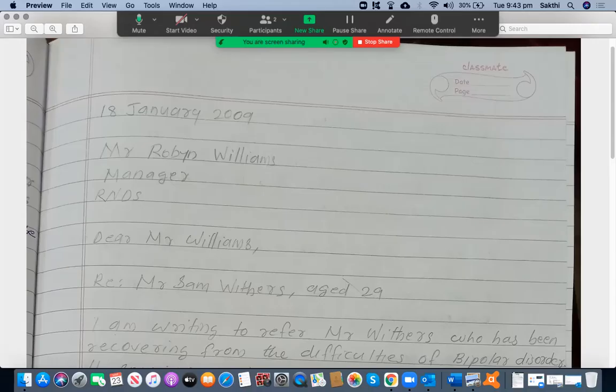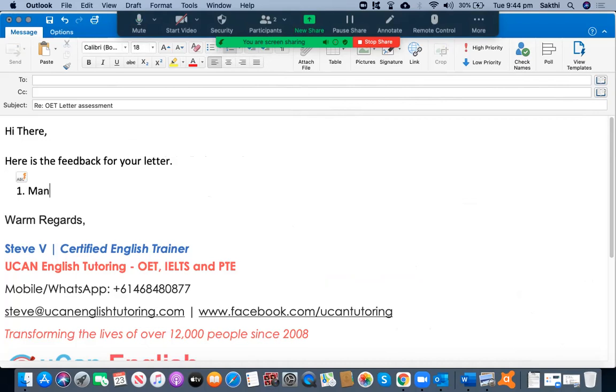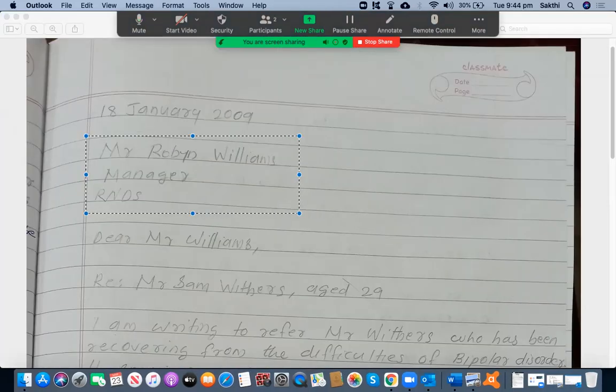I'm going to assess your letter now, word by word. So on the top, you have written down the date. I'm happy with that. There is no spelling mistake. That's good. And then you have written down the address and contact details. Mr. Robin Williams, manager, R&DS. So you should have mentioned the manager. Instead of writing just manager, you should have written down the manager. That's one mistake.